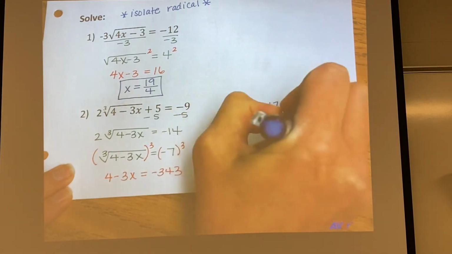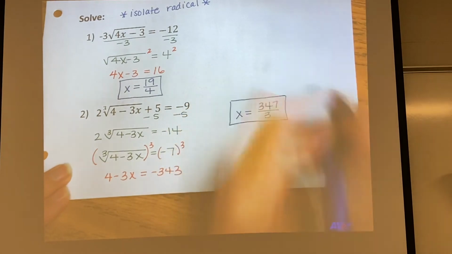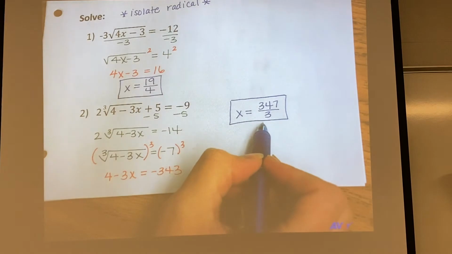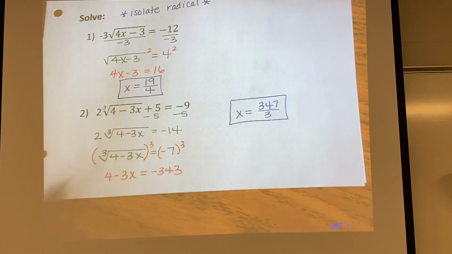Notice that I'm leaving my answers as fractions. That is really important, especially when you get a fraction like this one that could give you a repeating or non-repeating, but infinite decimal. That would be ugly. So try to remember to leave your answers as fractions. All right, let's take a look at another radical.